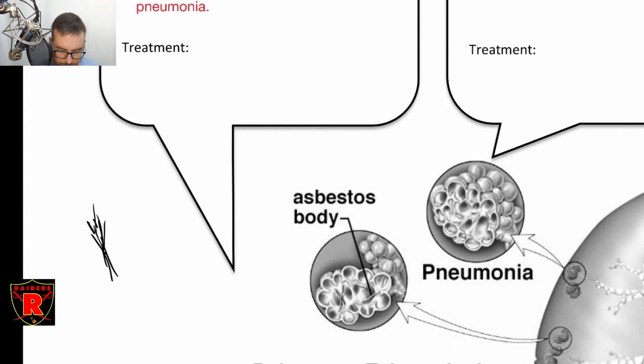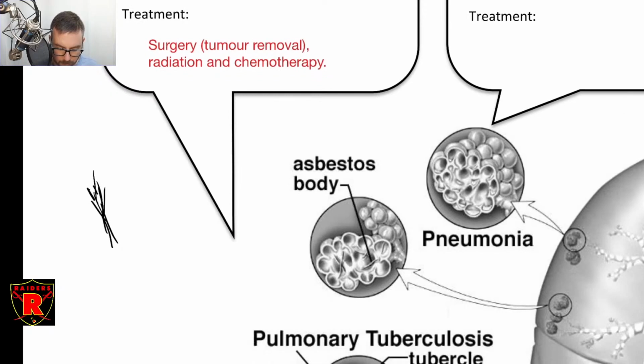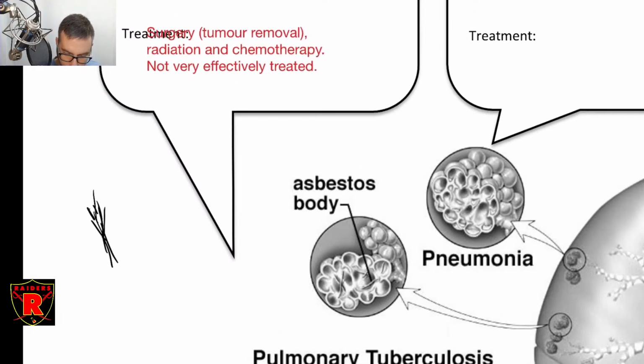Treatment: surgery, radiation and chemotherapy. I'm just going to add in here at the bottom that it is not very effectively treated, unfortunately. Not a lot of good treatment outcomes with lung cancer, which is very unfortunate.